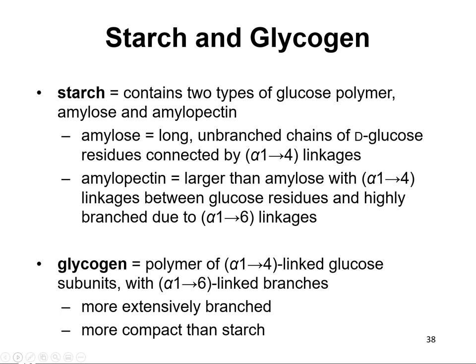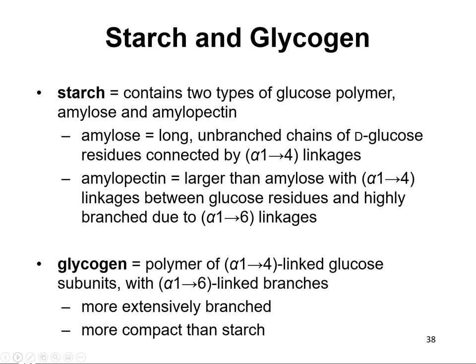Starch and glycogen are both polysaccharides of glucose. Starch, however, contains two types of glucose polymers, amylose and amylopectin. And you will need to know these and be able to compare and contrast them. So starch versus glycogen, and know the difference between amylose and amylopectin. So amylose is just long unbranched chains of glucose. They're connected by alpha-1,4 linkages.